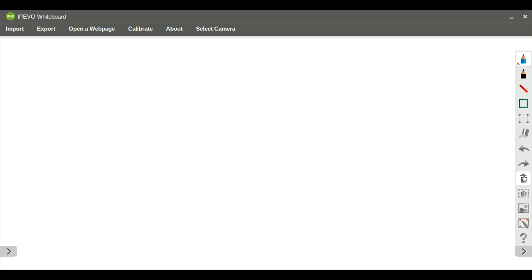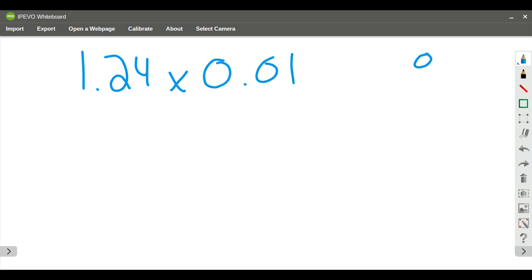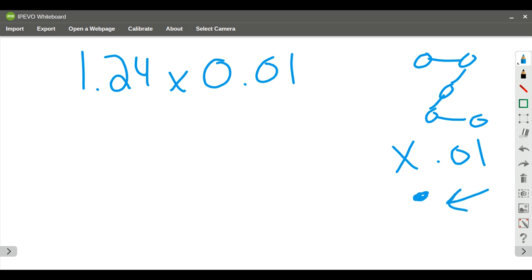Okay, so the first example, I'm going to go back into your guided practice, which is on page 167, and I'm going to do problem number 5. If I take a look at problem number 5, I have 1 and 24 hundredths, and I'm multiplying that by 1/100th. And we said the pattern that we had was that when we multiply by a decimal place value, our decimal moves to the left one place value.